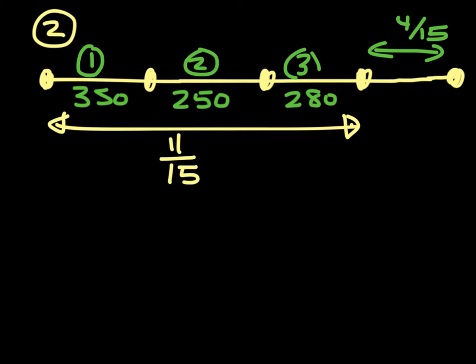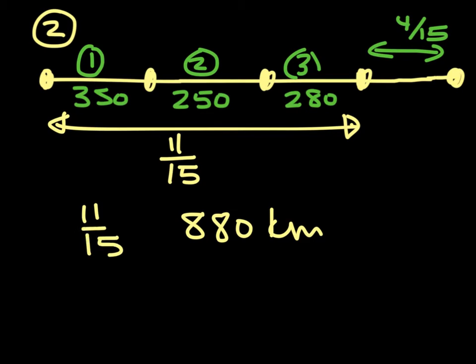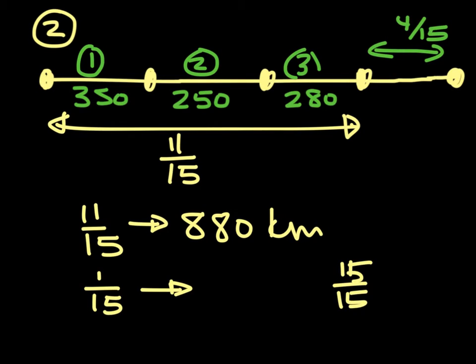So if we add up the distance he's gone so far, so add the 350, the 250 and the 280, that gives us an answer of 880 kilometres. We know that that is 11/15. So if we know 11/15 is equal to that, we can work out what 1/15 is, and then we can work out what 15/15 are for the whole distance.